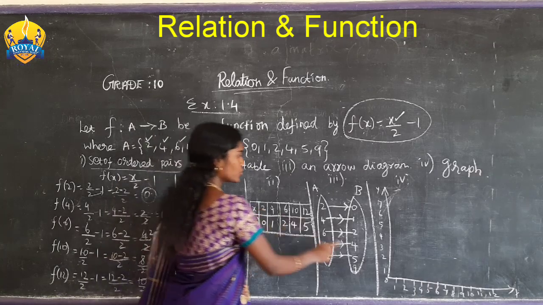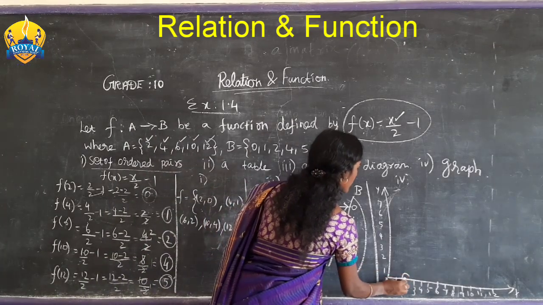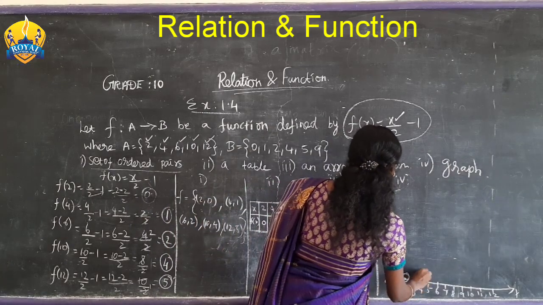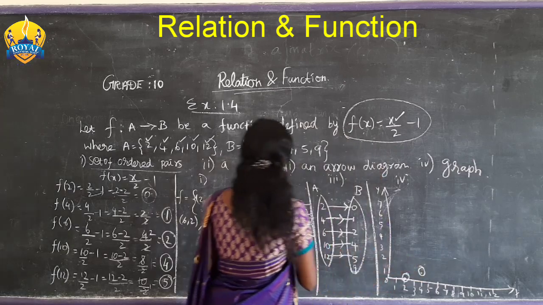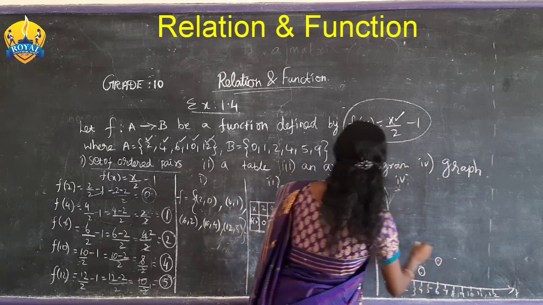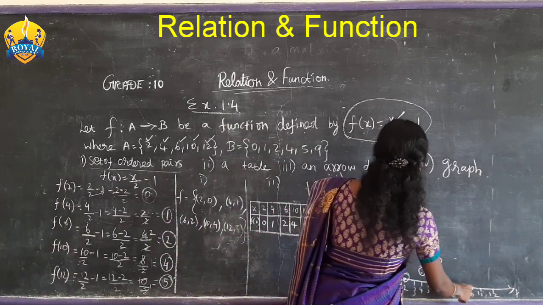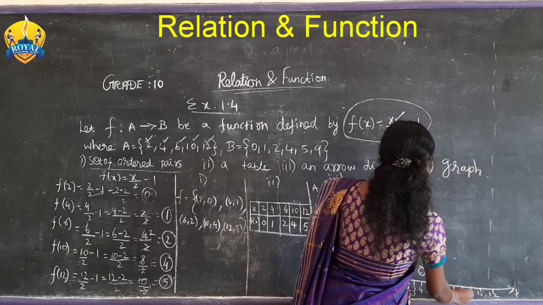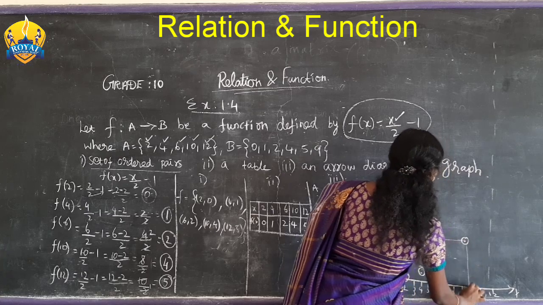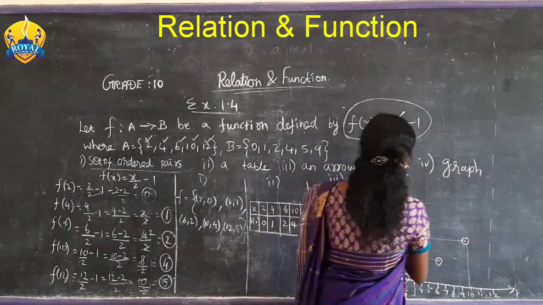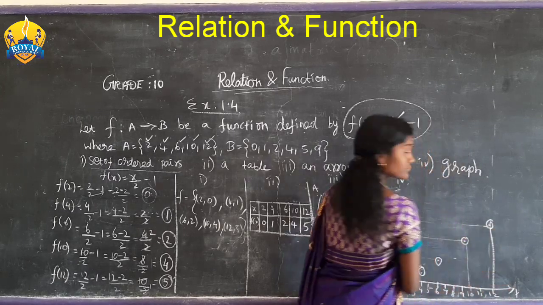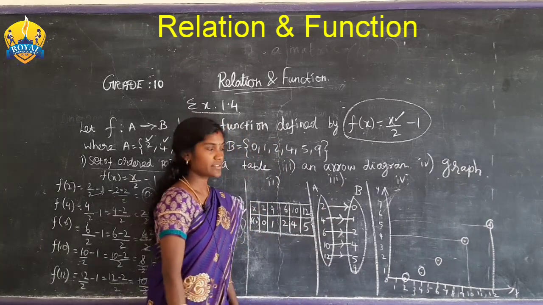Here 2 maps to 0, so the point is here. 4 maps to 1, here. Then 6 maps to 2, then 10 maps to 4, then 12 maps to 5. Okay, this is the graph method.